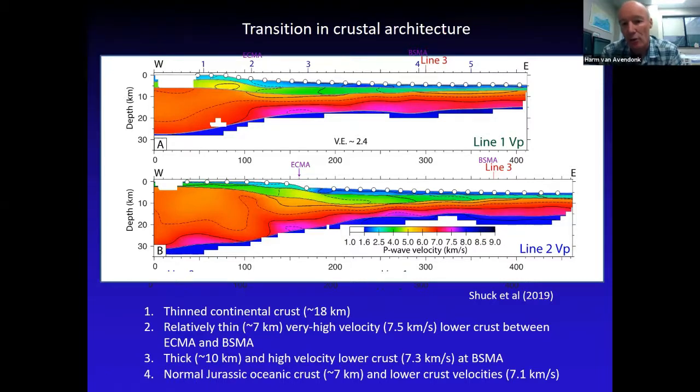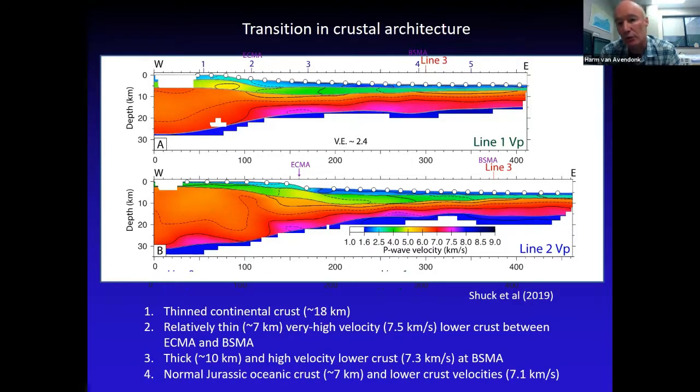The crust is relatively thin between the so-called East Coast magnetic anomaly and the Blake Spur magnetic anomaly. It's only 6 kilometers thick. And the velocities are higher than what we see in normal oceanic crust. They're on the order of 7.5 kilometers per second. It's only when we go seaward of the Blake Spur magnetic anomaly that we have higher velocities.